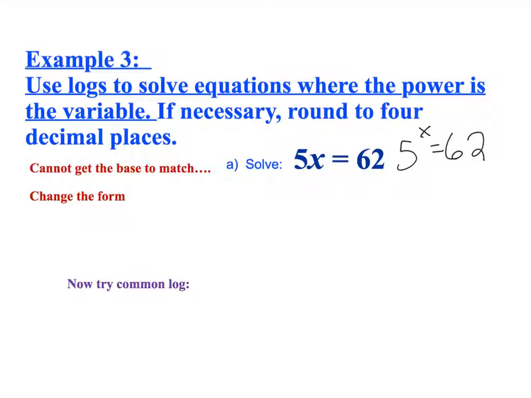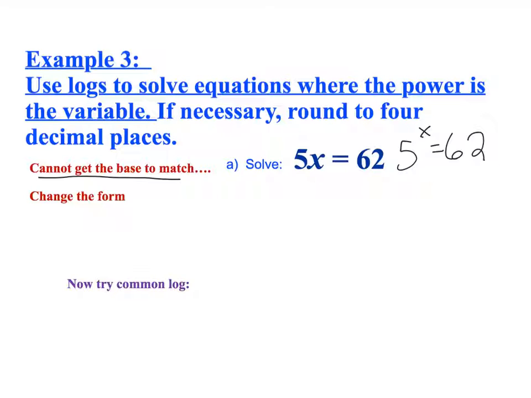Okay, so this is an exponential equation, which in the last unit, what we would try to do was get a common base. So we would try to write 62 as a base 5. But if you notice over here, it says when you cannot get the bases to match, then we have to have another strategy. So that's the strategy that we're going to learn here.